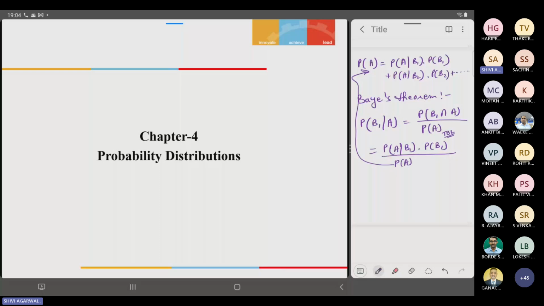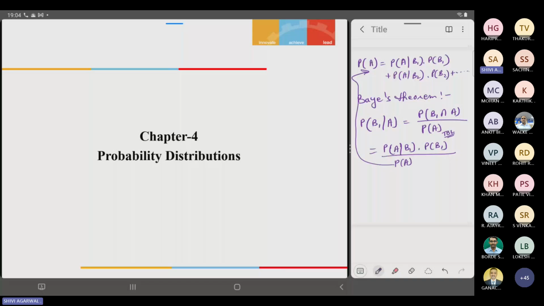Welcome back after the break. So I started a new chapter, chapter 4, probability distribution. Till now we have done probability. Now we are discussing probability distribution. Am I audible to all of you? Slides are visible. Thank you so much.